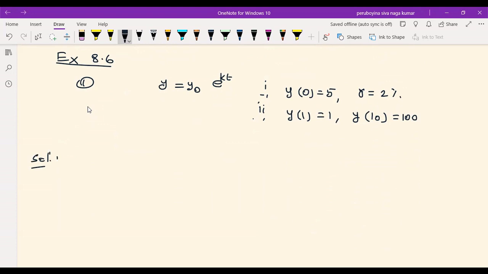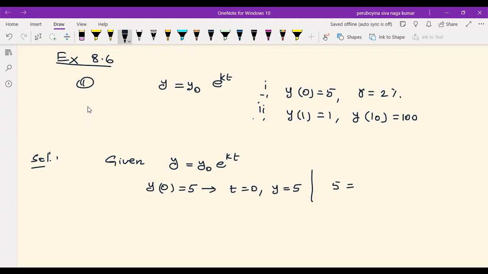Write down the solution. So first write down the given: y is equal to y naught into e power kt. So we will substitute the values. What are the values given? y of 0 is equal to 5. What does it mean? It means t value 0, y value 5. Okay. So we will substitute here: y value 5. And y naught value we don't know, which is the initial value.